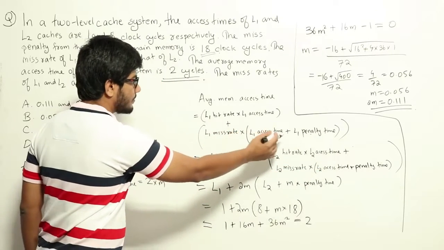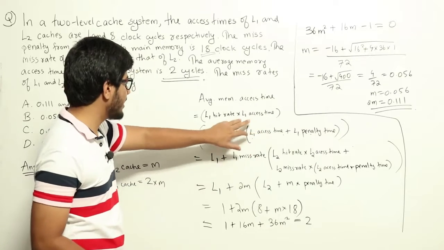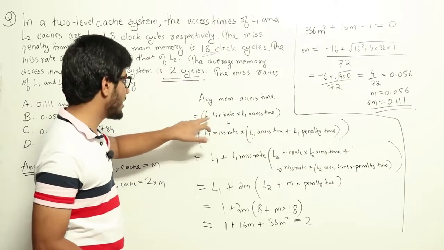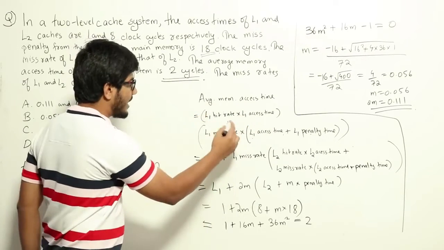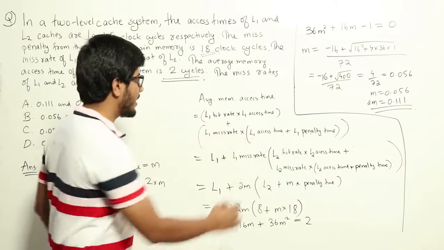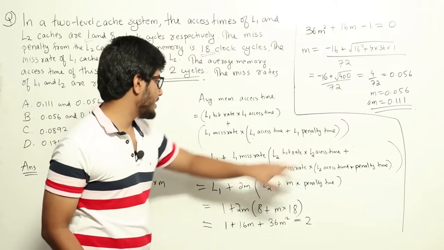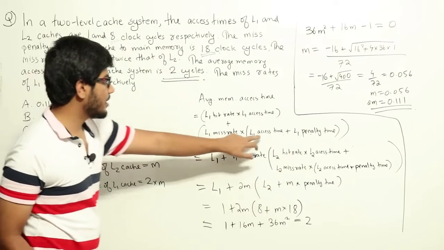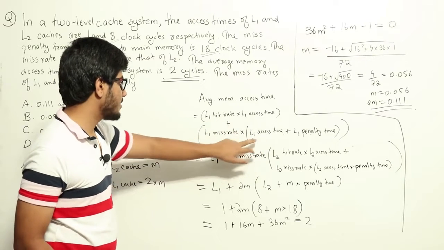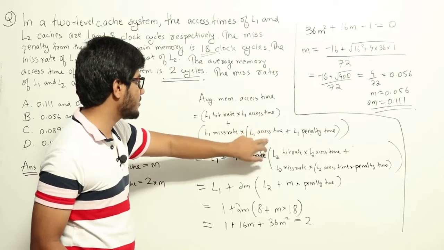So if it's there in L1 cache, we will be adding L1's hit rate into L1's access time to the average memory access time. If it is not there, we will be adding L1's miss rate into, again we need to access the cache once, L1 access time plus L1 penalty time. Now what is L1's penalty time, we will see here. So here you can see L1's access time into L1 hit rate, L1 access time into L1's miss rate, we are adding it here. So this we can take together.